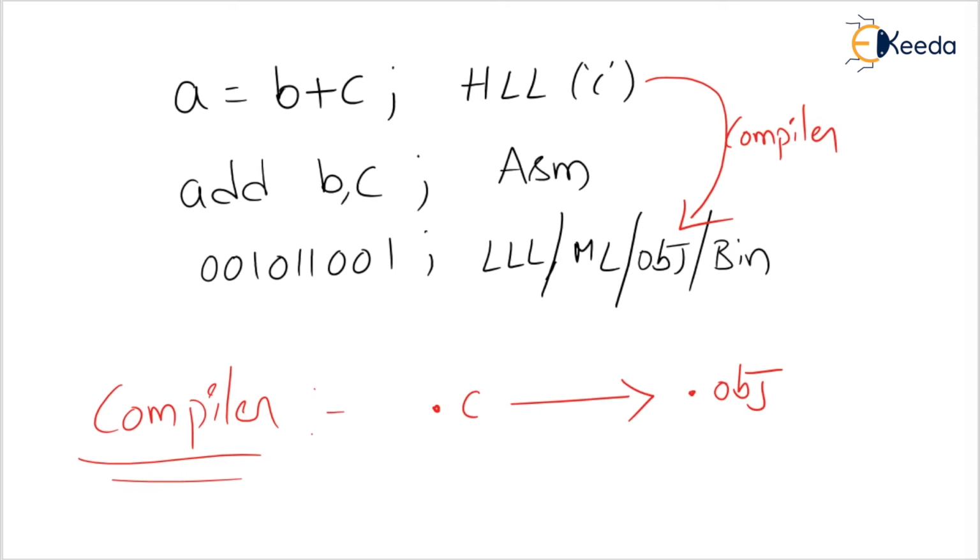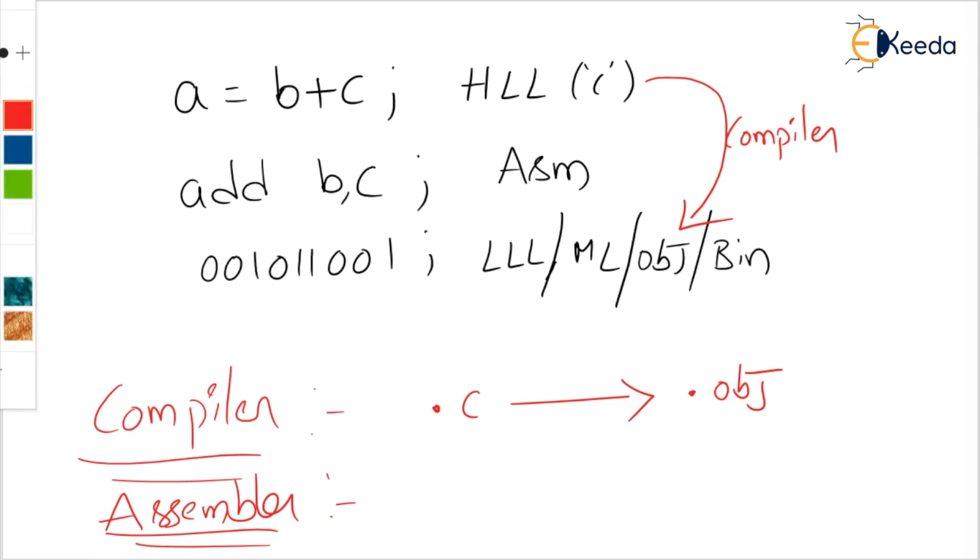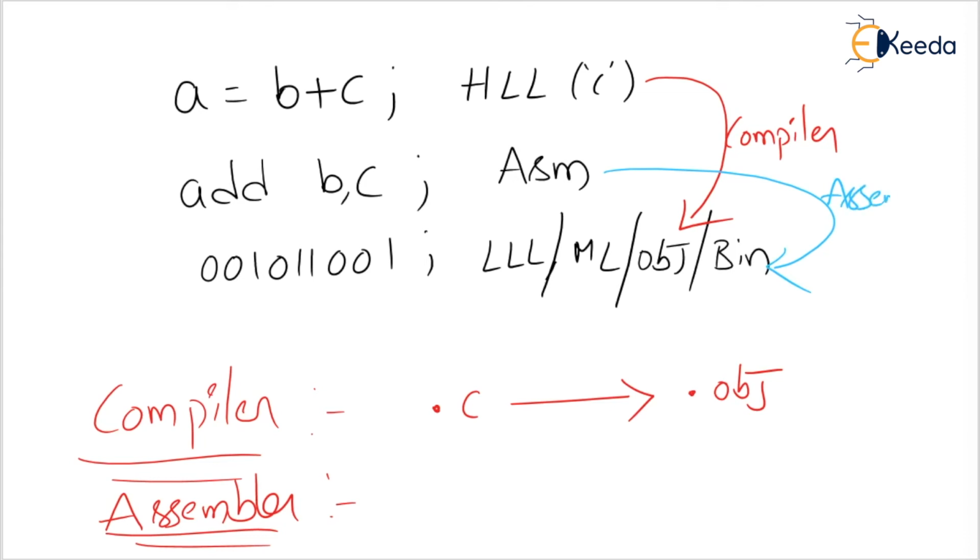Right? Now coming to the assembler. What is the use of assembler? Now you please tell me. Assembler converts assembly language into machine language or .obj file. That is, an .asm file is converted into .obj.